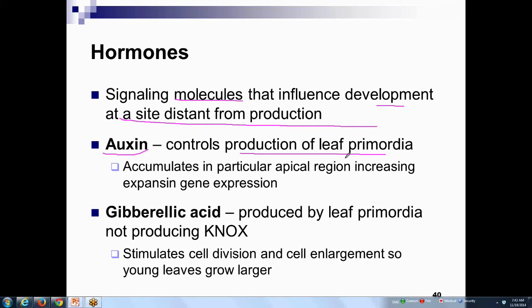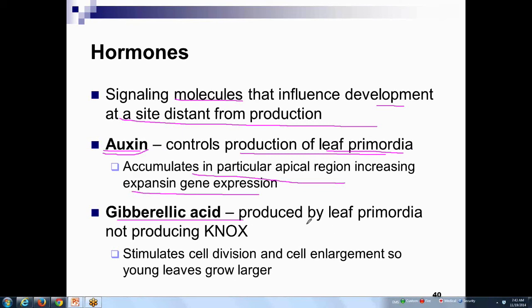It controls production of leaf primordia. It accumulates in particular apical regions, increasing expansin gene expression. In other words, auxins lead to more growth. If auxins cause more expansin proteins, you're going to see more cells expand, you're going to see enlargement, you're going to see a lot of growth there. And they have a big influence, auxins do, on the development of leaf primordia. Auxins also cause apical dominance, which means auxins cause plants to have more dominant apical meristems or buds at the tip, and so your lateral buds actually get shut down by auxin. So auxin causes plants to become tall and skinny.